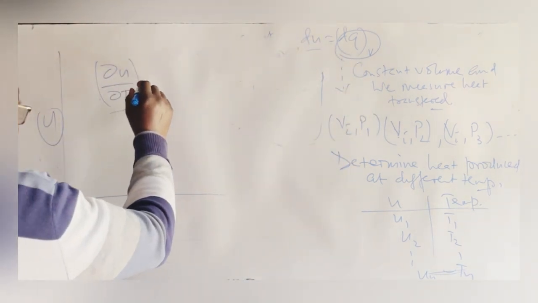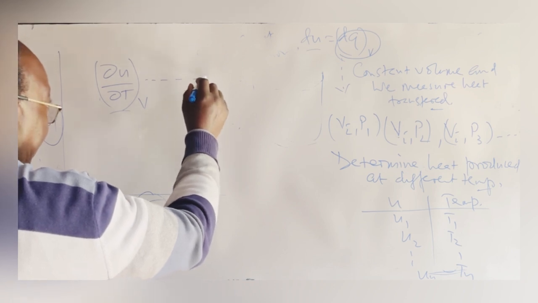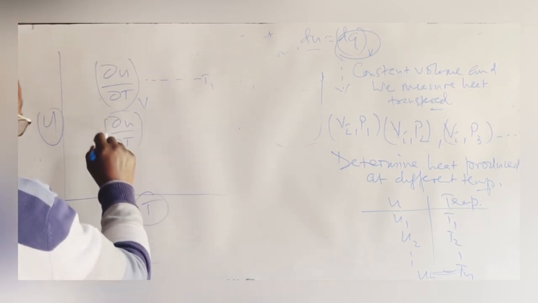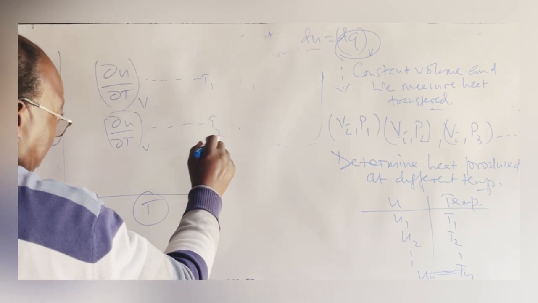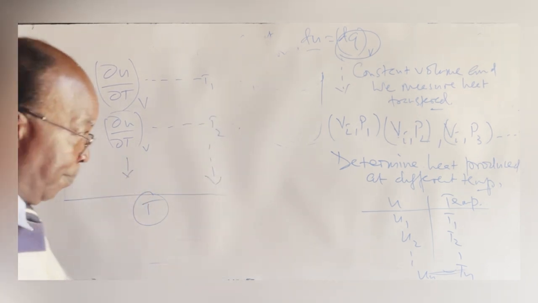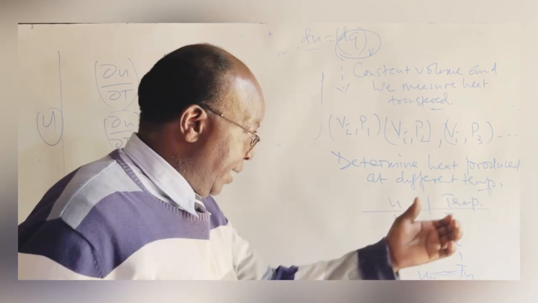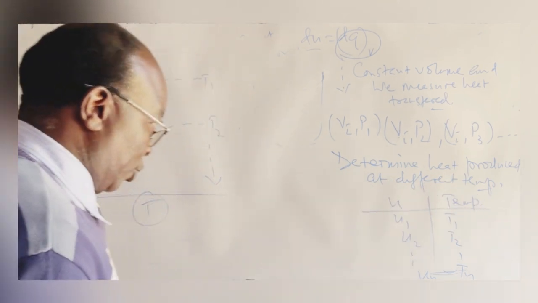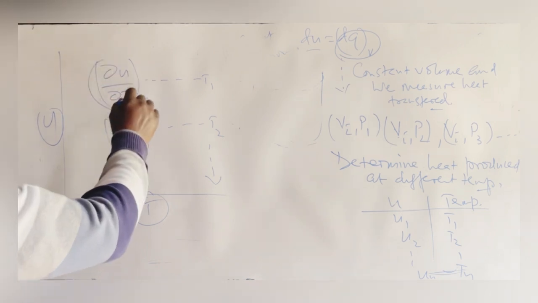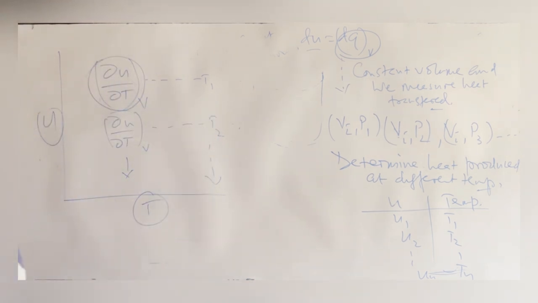And so you have the different values at different temperatures, and so forth. From your plots of U versus temperature, you are going to get the slopes, and the slope represents the heat capacity at the different temperatures.